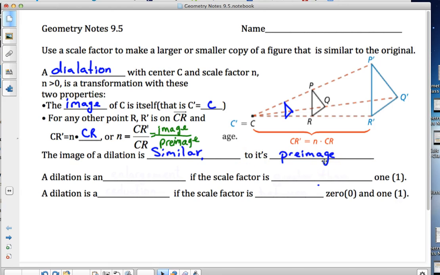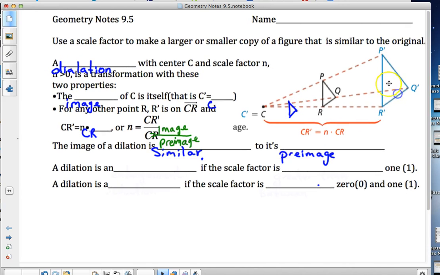Notice they're similar. I want you thinking of the iris of your eye: it dilates, it grows or it shrinks, but the resulting images will be similar. So if I have a point here and this point here, this is between C and the original. I have my pre-image and my image, P double prime, Q double prime, R double prime. This is where my n is smaller than 1. And when I have my n greater than 1, I'll have an enlargement.